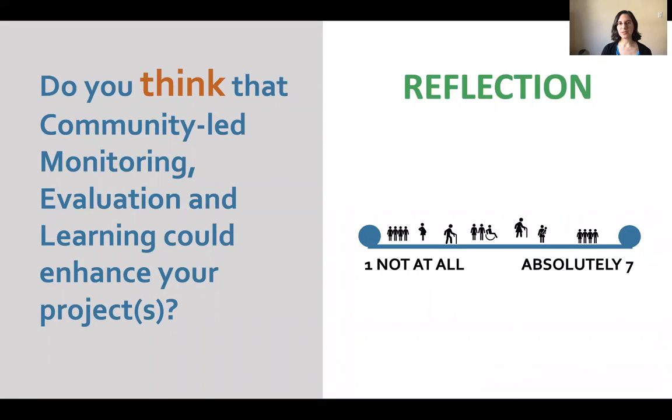And if you think that it could enhance your project, think for a moment about how. What would it bring to your project? And if you think that no, you don't have the right conditions for it, or there are some barriers or obstacles, you might think, would it be worth addressing those barriers or helping to create the conditions for it, given what it could bring to you?